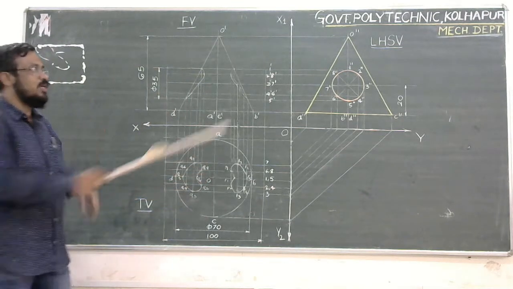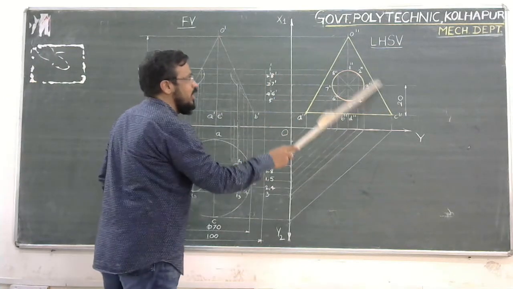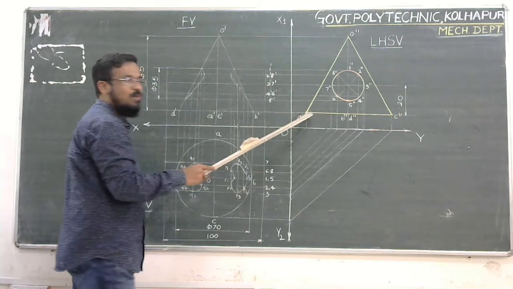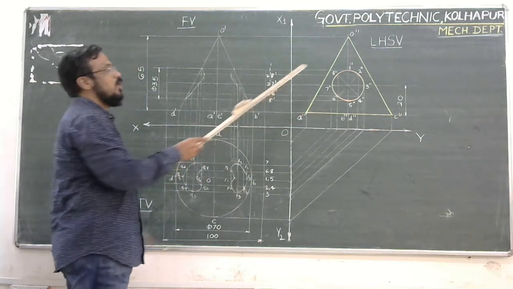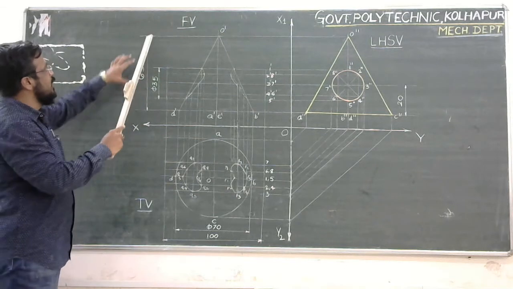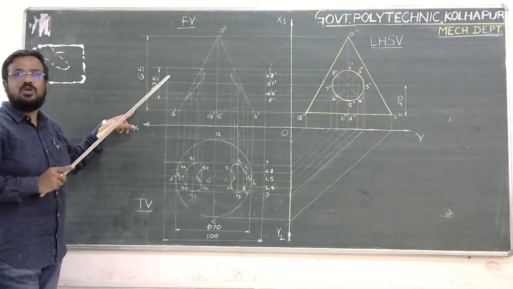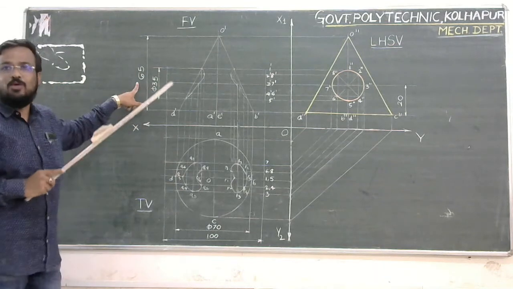Now the second object is a cone. So this is the cone. In the side view, if you refer to this cone, it is visible in the form of a triangle. What are the dimensions of this cone? Now come to this. This is nothing but the height of the cone. So the total height of the cone is equal to 65 millimeter.